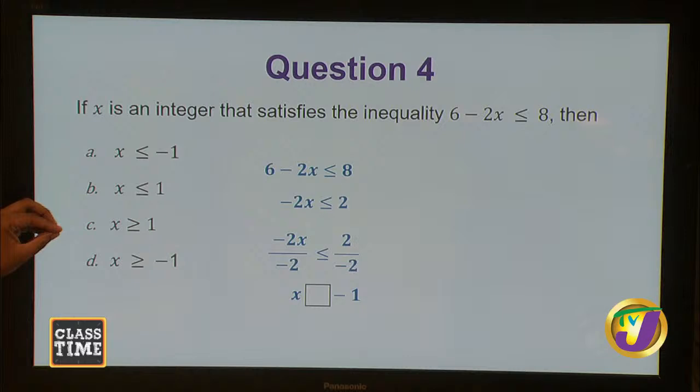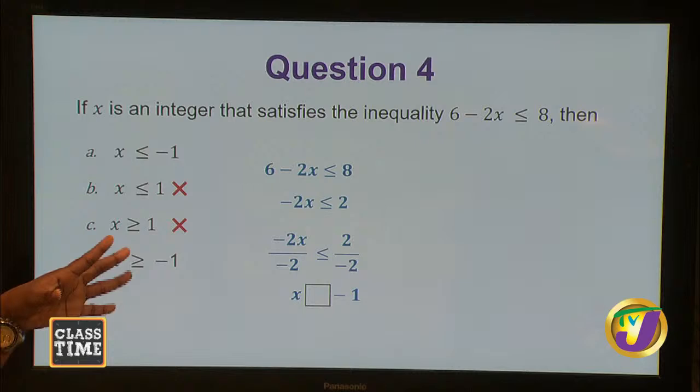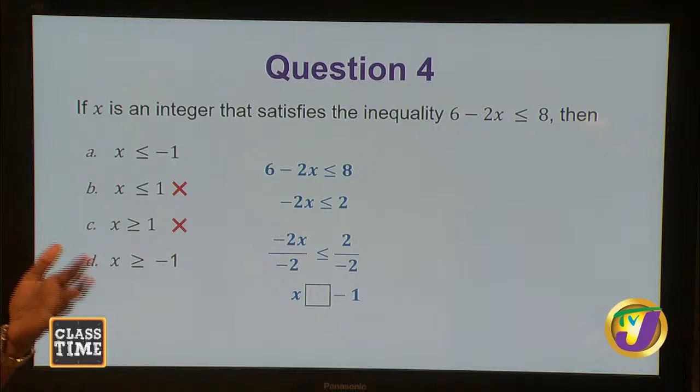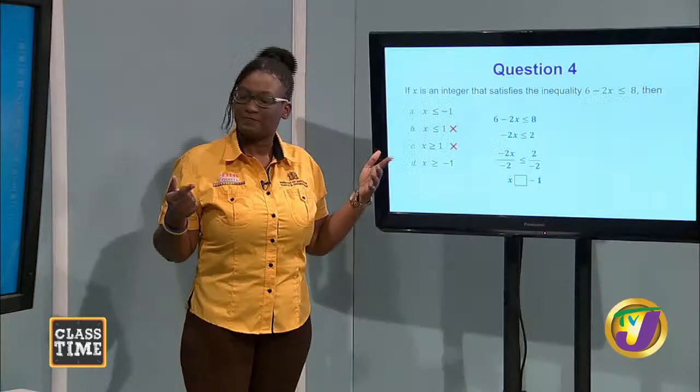So I'm thinking B and C could definitely be eliminated because those are showing me positive 1 right off the bat. So I now need to decide between A and D. So let's see if we can explore a little bit. All right, let's explore a bit.